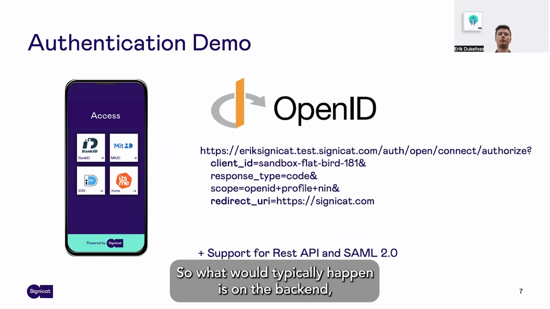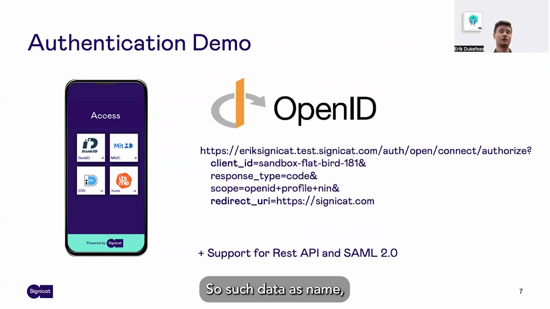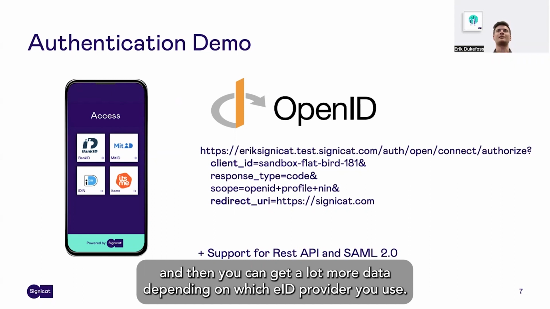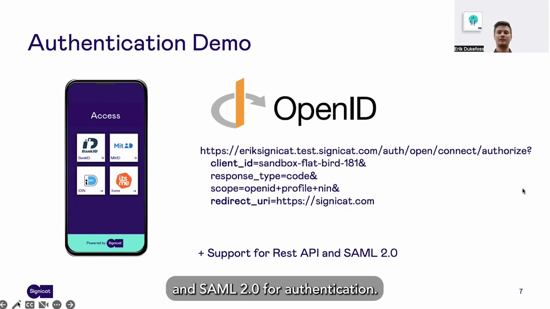So what would typically happen is on the back end, you would fetch information about the end user that has just authenticated. So such data as name, personal ID, date of birth, and then you can get a lot more data depending on which eID provider you use. And we also have support for REST API and SAML 2.0 for authentications.